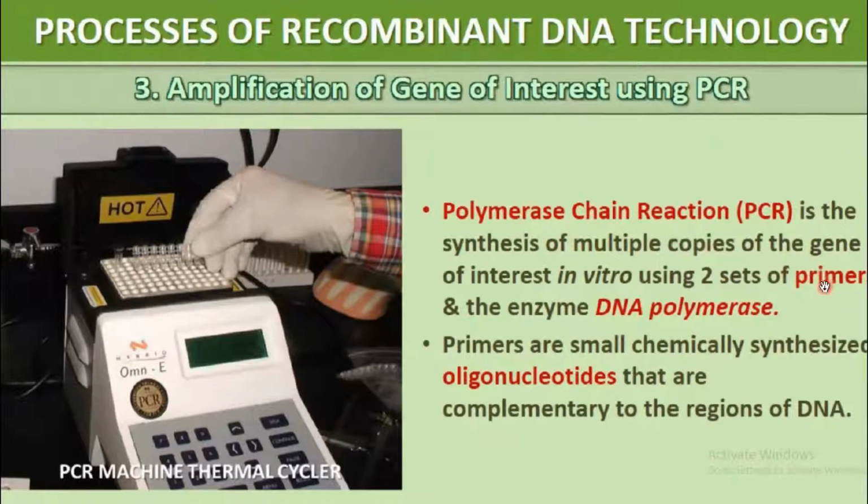Primers are actually artificially synthesized oligonucleotides. They are complementary to the region of DNA. Okay, it is given here. Primers are small chemically synthesized oligonucleotides that are complementary to the regions of DNA. So when we study in detail about the polymerase chain reaction, you will be able to understand very clearly.